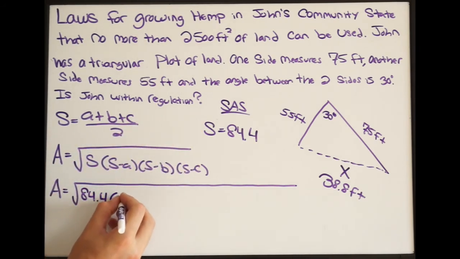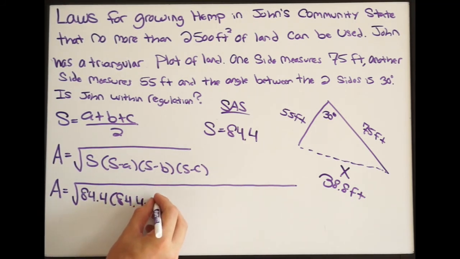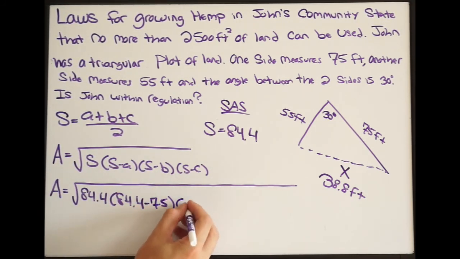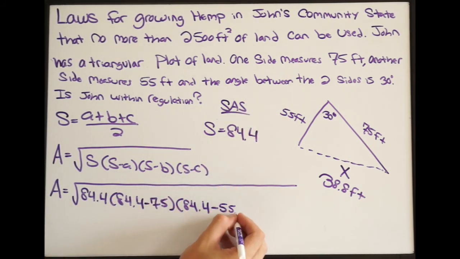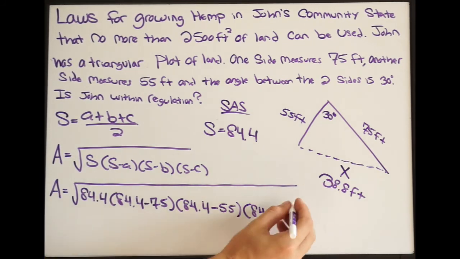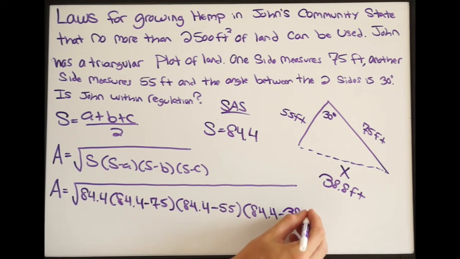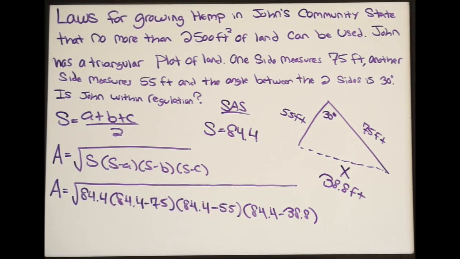That's 84.4 times 84.4 minus 75. It doesn't matter what side you call A, just pick one, so I'll start with 75. Again, 84.4 minus 55, and then 84.4 minus 38.8. It didn't matter what order you went in, just make sure you put in all your sides. I'm going to plug that into my calculator, and then I'll have the area of my triangular plot of land. Let's go ahead and do that.